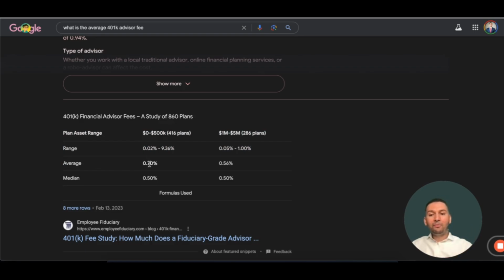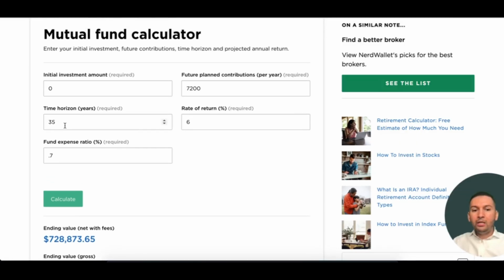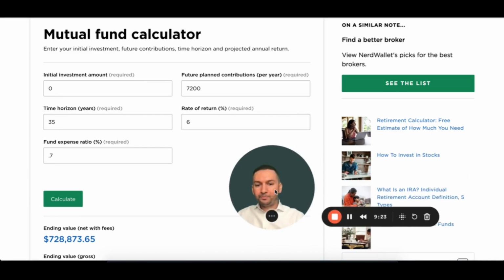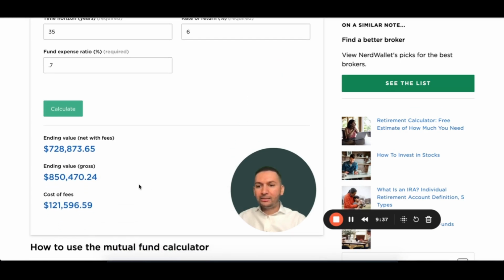So 7% fees. I'm going to come in and type this in, exact same scenario. You have a plan here for 35 years, same rate of return, 6%, same amount contributed per year. And we're going to put in the 0.7%, calculate. So you're going to see that over the course of 35 years, if your money is in a 401k mutual fund and you're being charged the average of 0.7%, with some higher, guys, you would have paid $121,000 in fees.